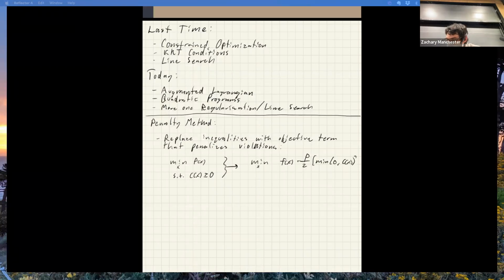So this min is in here to clip the constraint function, right? We're only penalizing the violations, i.e. we're only penalizing negative values that are violating the inequality constraint. We take those violations, square them, multiply them by some tuning parameter rho, add them to the objective, and we minimize that function. Does that make sense, everybody?